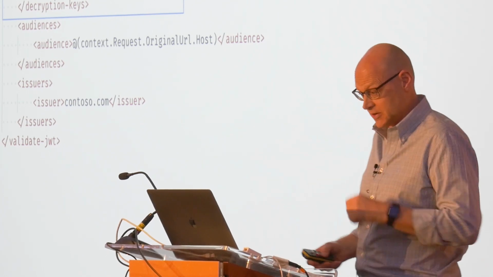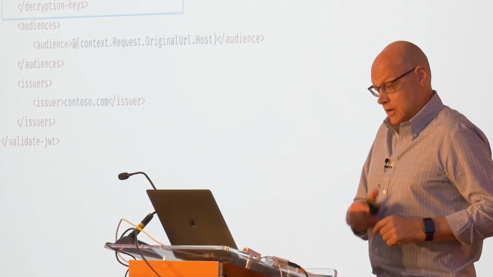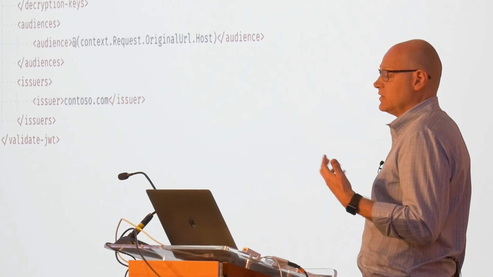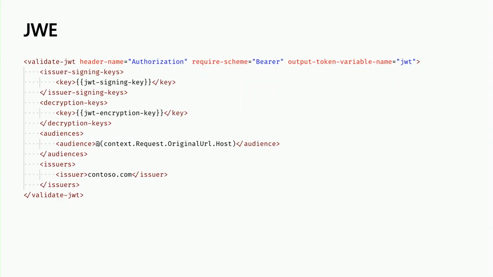Now, there may be some advanced scenarios where you actually want to get the token itself and do some additional advanced authorization on top of it. So for that, we added a new attribute, output-token-variable-name, where essentially you can assign a name for a variable to receive the token upon successful validation of that token. So you can be sure that if the policy didn't throw an error, there's actually a token sitting in that variable.